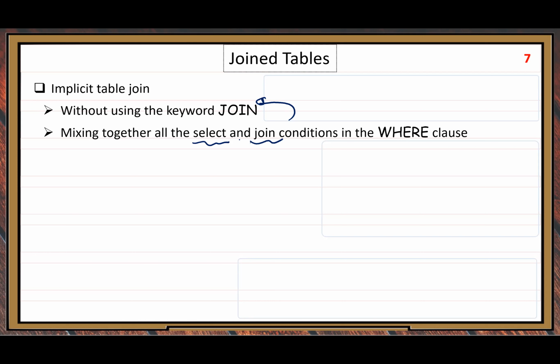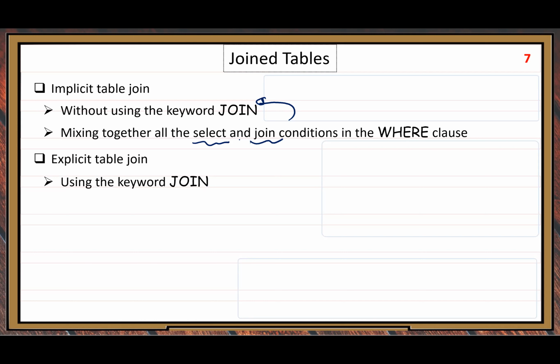For comparison, let's look at explicit table join. For the explicit table join, you separate these two different types of conditions, table join conditions and select conditions.